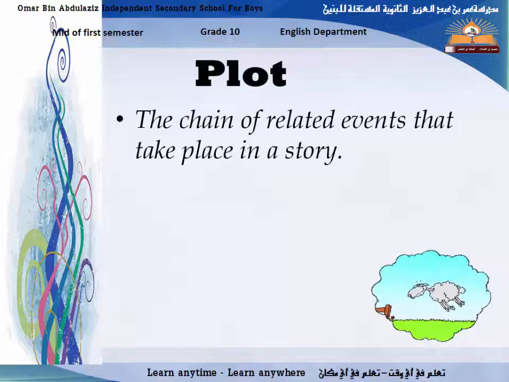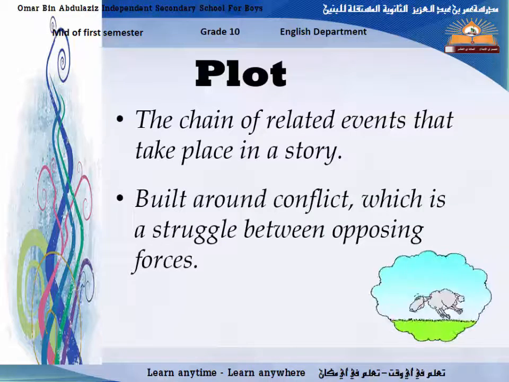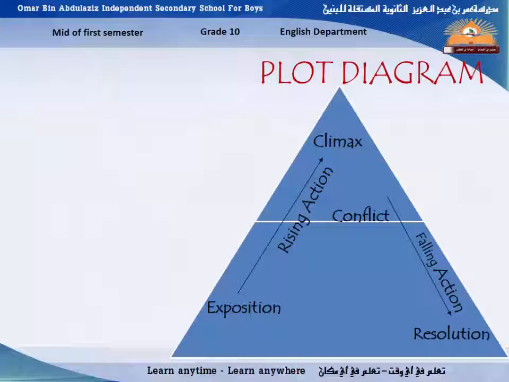The plot. The plot is the chain or series of related events that take place in a story. The plot is built around conflict, which is a struggle between opposing forces in the story. And as we can see in the picture in front of us, the plot diagram, where we start our story with the exposition, and then the rising action, and the climax, then the falling action, and finally the resolution of the story. The plot is the sequence or order of events in a story.